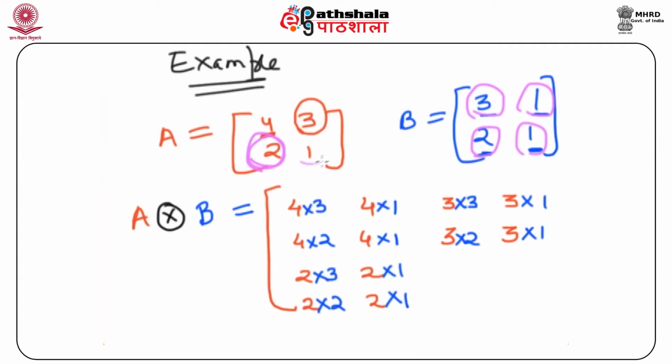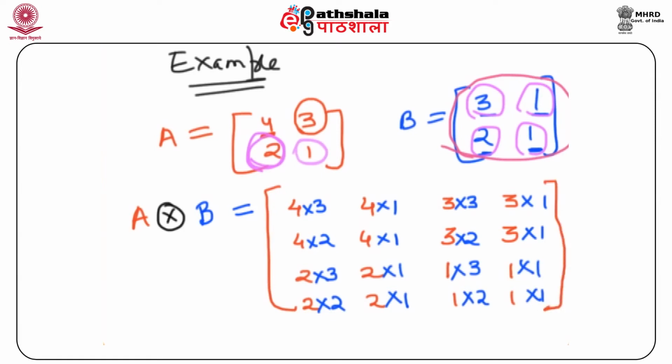Now similarly, taking this element, which is the second row and second column element for matrix A, we will write this here, here, here and here. And we will take these four elements of matrix B and multiply them here. That is 1 multiplied by 3, 1 multiplied by 1, 1 multiplied by 2 and 1 multiplied by 1. And this is the 4 by 4 matrix that we have obtained.